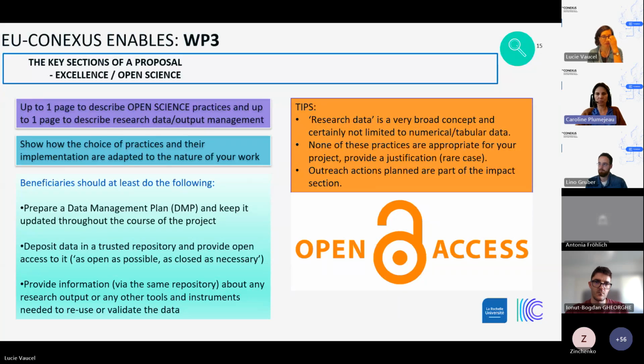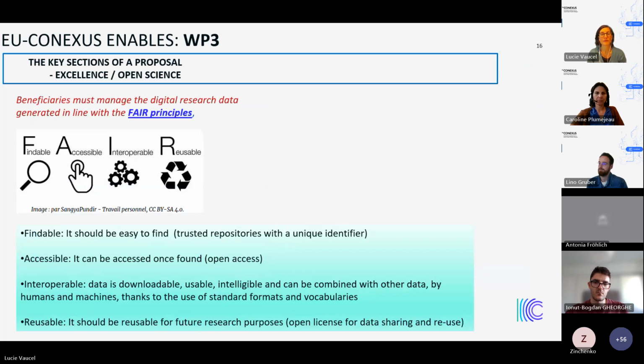You will need to do that most of the time. And do not refer to outreach action plans since they are part of the impact section. Sorry. So you must manage the digital research data generated in line with the FAIR principles.